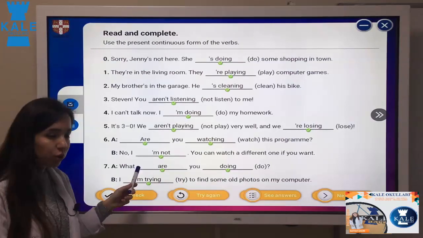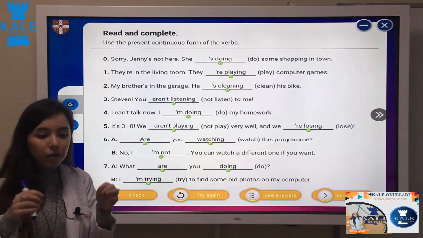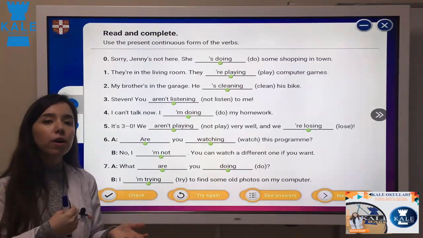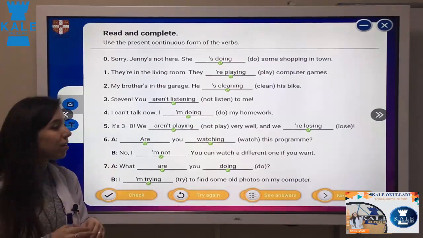And again, question, look at here. What are you doing? When we say what are you doing, what does it mean? It means right now, exactly, in this moment, what are you doing? Maybe at home you are watching, maybe you are sleeping, maybe you are talking on phone, whatever. Just right now, what are you doing?